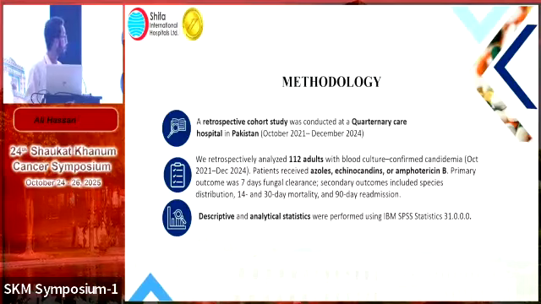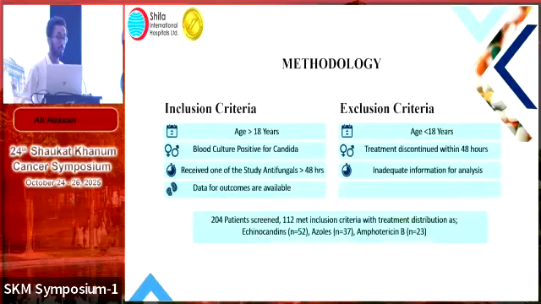Secondary outcomes include species distribution. We wanted to see the prevalence as well, that which species has how much prevalence. Similarly, 14 and 30-day all-cause mortality and 90-day readmission or reoccurrence. Descriptive and analytical statistics were performed using SPSS software version 31.